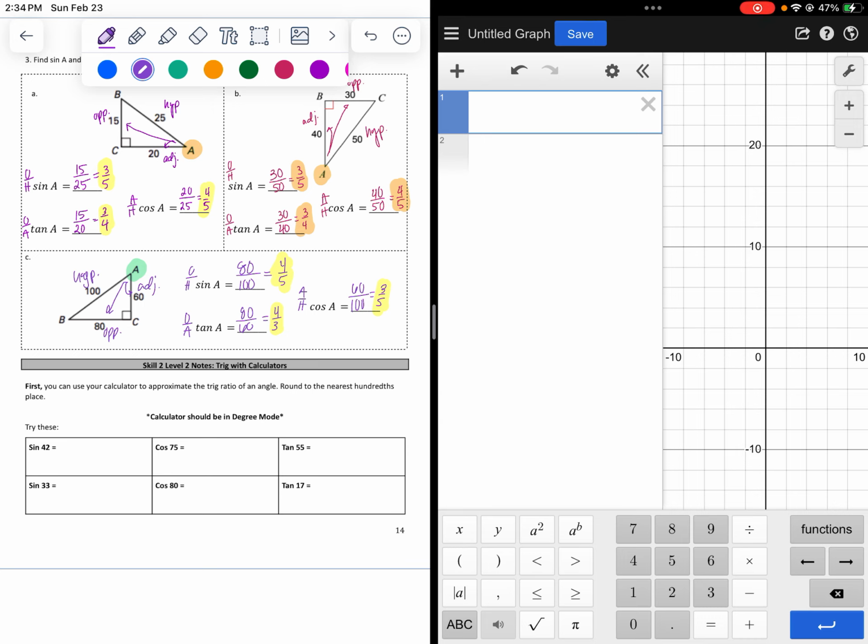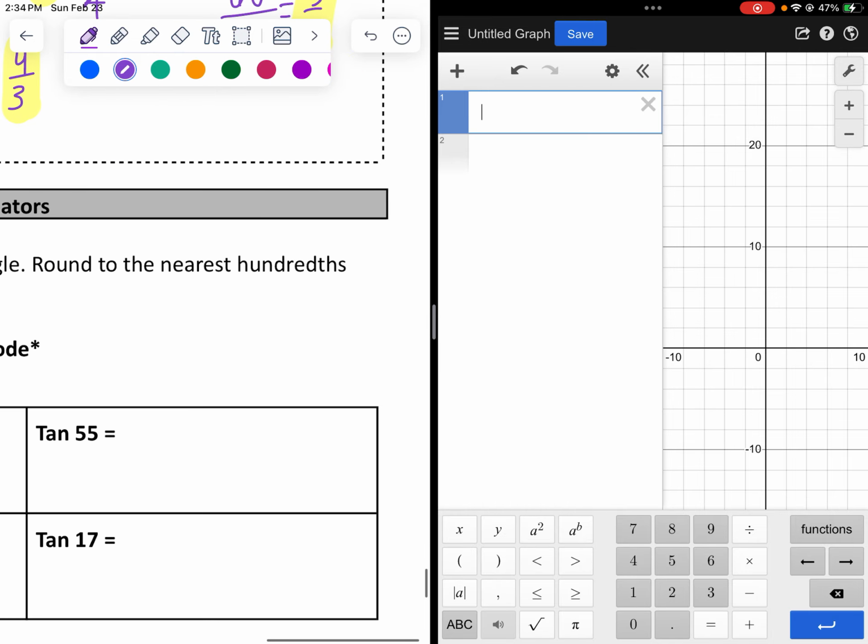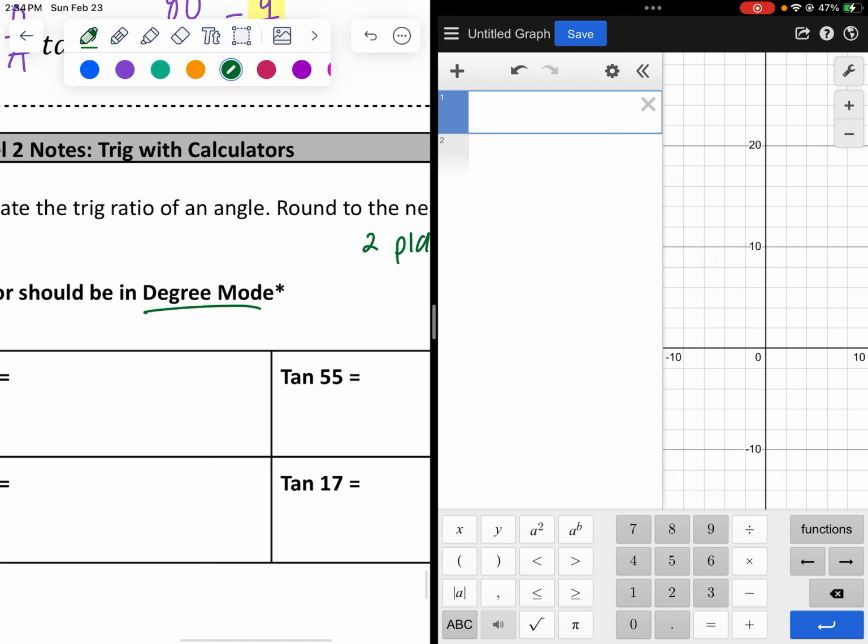So again, it says first you can use your calculators to approximate the trig ratio of an angle, and then we round to the nearest hundredths place. So hundredths place, this is when we are 2 places after the decimal. Okay. So again, we should be in degree mode, which we double checked.